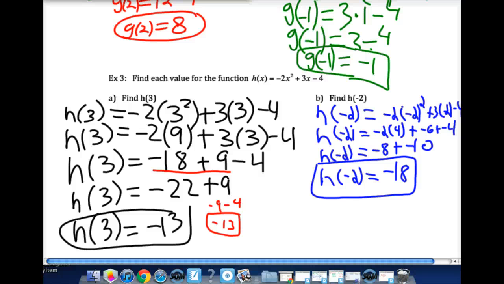So, look what Antonio did. He showed his work. Negative 3 times negative 2 is negative 6. And then in the next step, he multiplied negative 2 times 4 and added negative 6 and negative 4 together. That makes negative 10. The answer is negative 18. If you can do B, you're doing a really nice job.